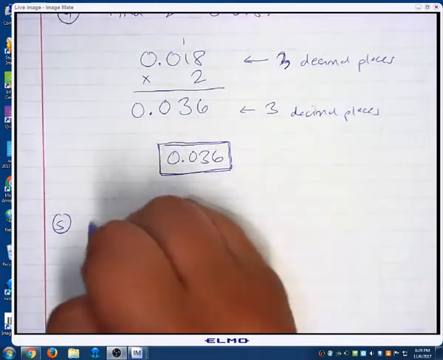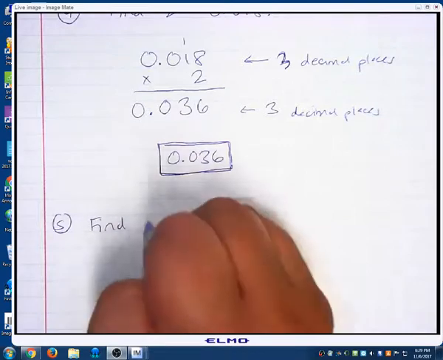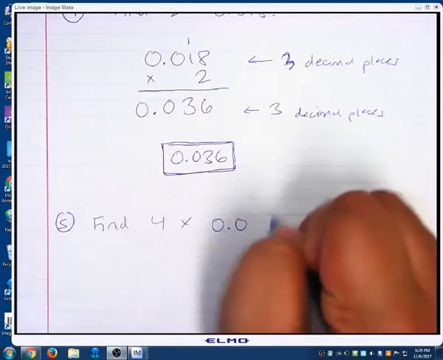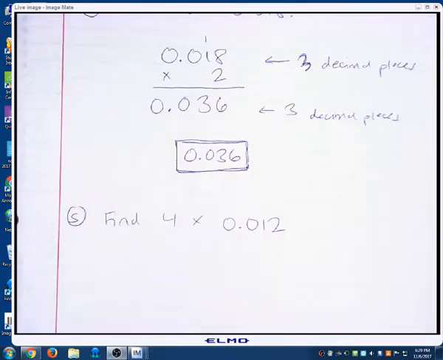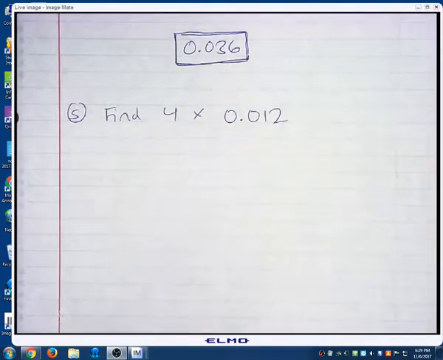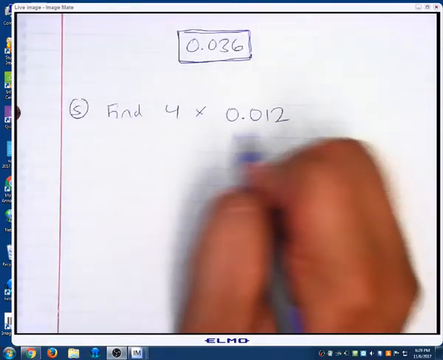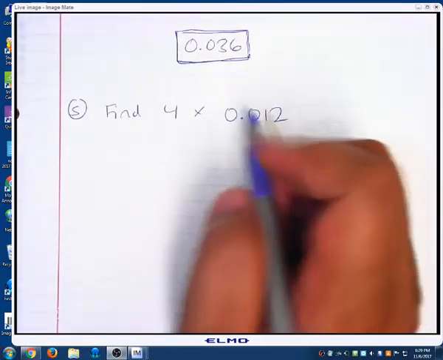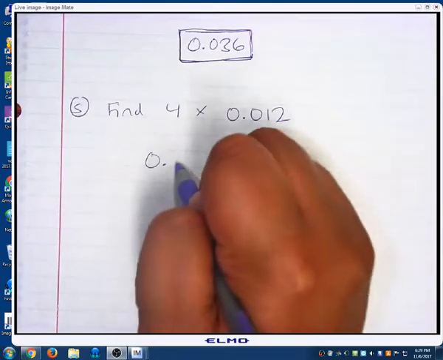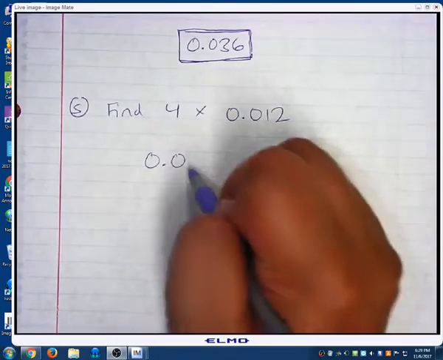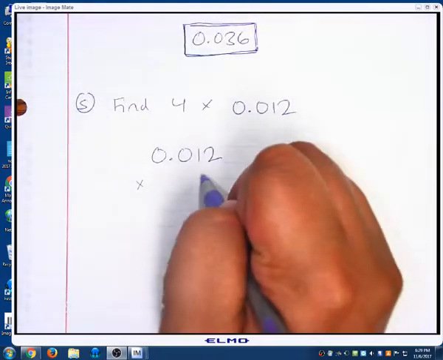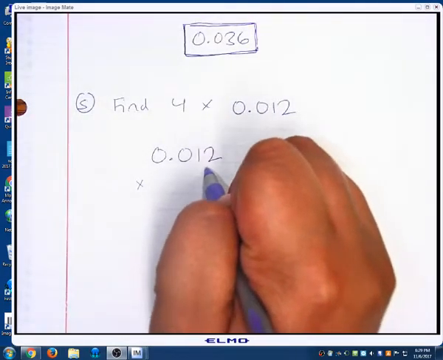Let's say we have find 4 times 0.012. All right. 4 times 0.012 means that this has more digits, even though there's zeros here. Still has more because I have to include these zeros. They're not really optional zeros. I have to put them there. So that goes on top, and the 4 goes on the bottom.